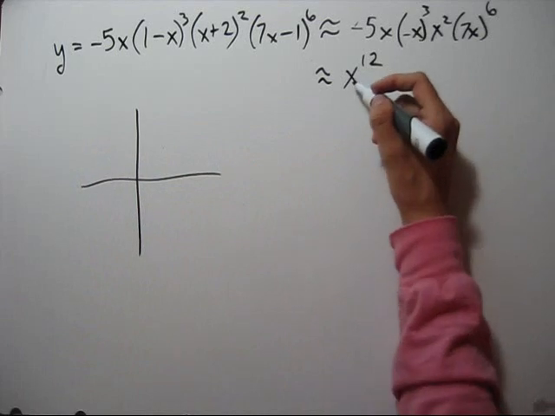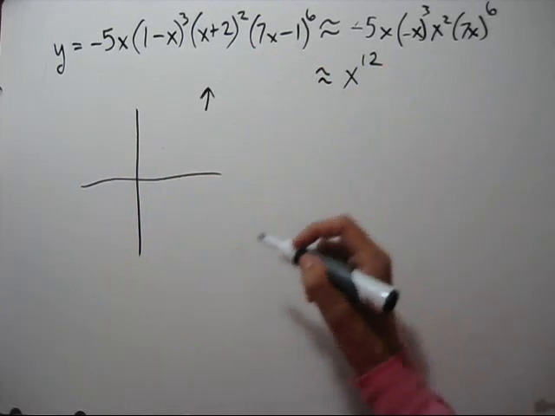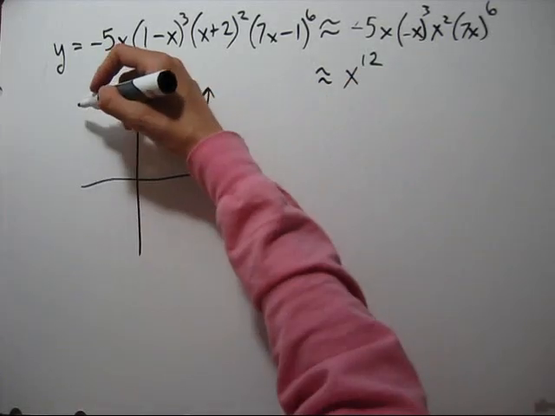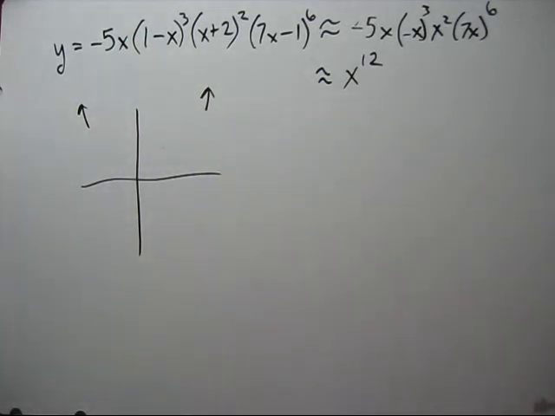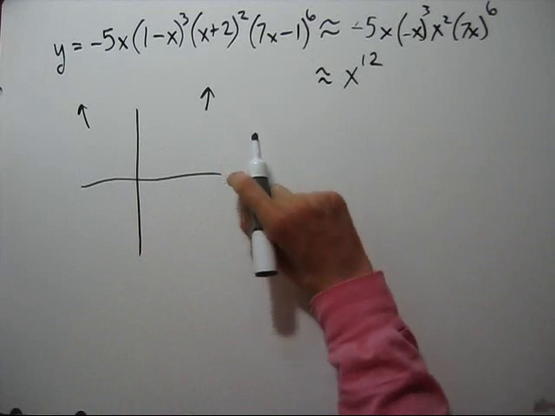So let's find the end behavior of that. Well, let's take a really big positive number to the 12th, it's still going to be positive. If we take a really big negative number to the 12th, it will still be positive because a negative to an even power is positive. Notice this is the same end behavior as x to the 4th.